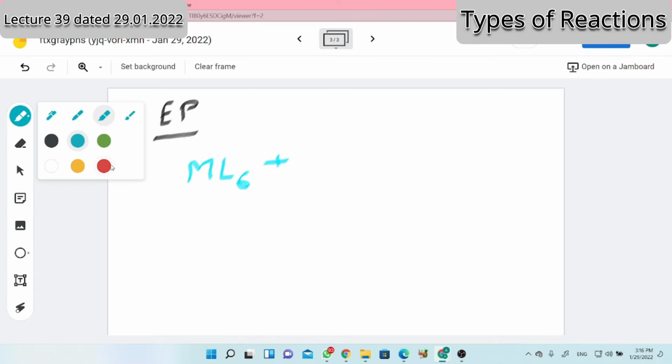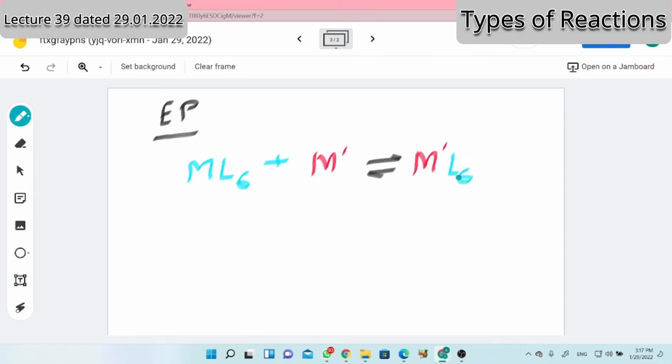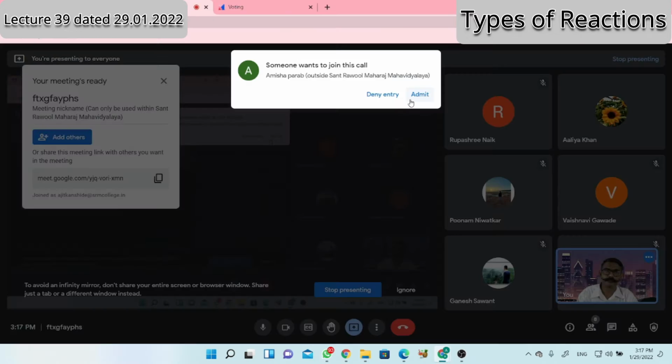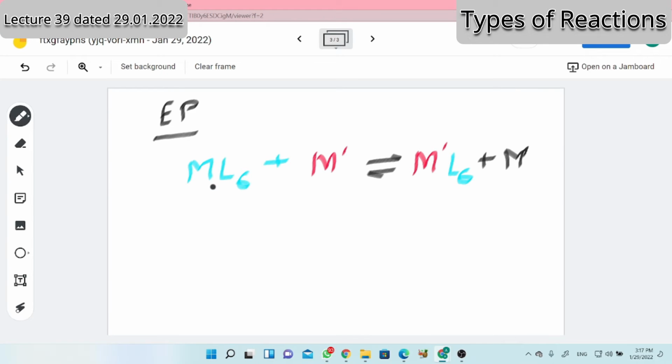It reacts with one other metal, say M', and results in a complex M'L6 plus what should be there? M. Right, M. So what is happening here? Previously the metal in the complex was M. Afterwards the metal in the complex is M'. So M is substituted by M'. So it is a substitution reaction.